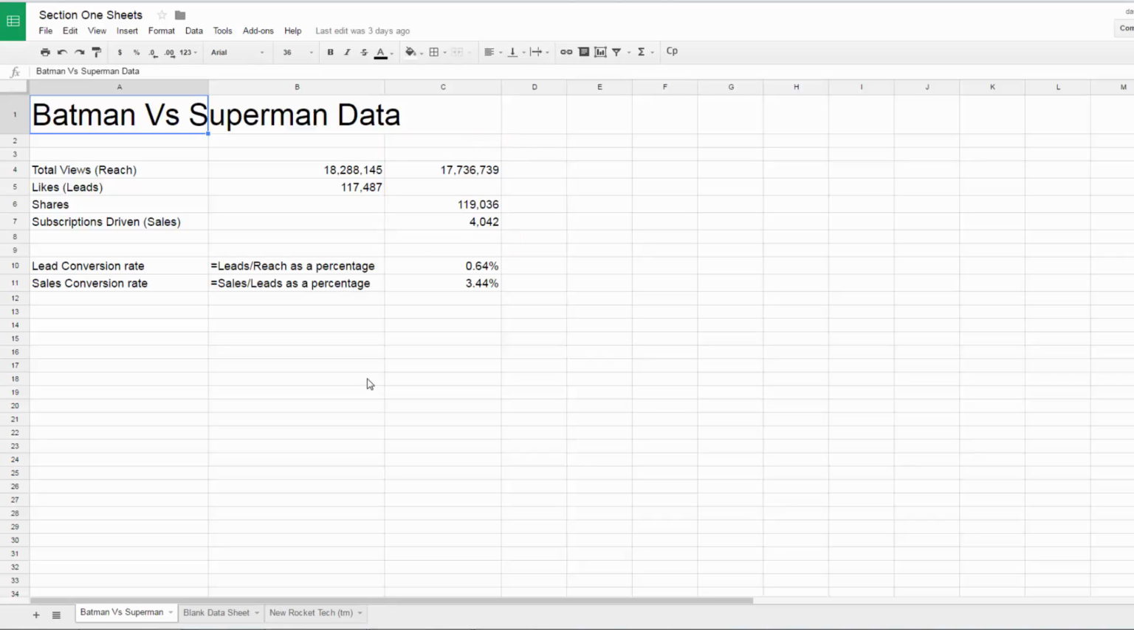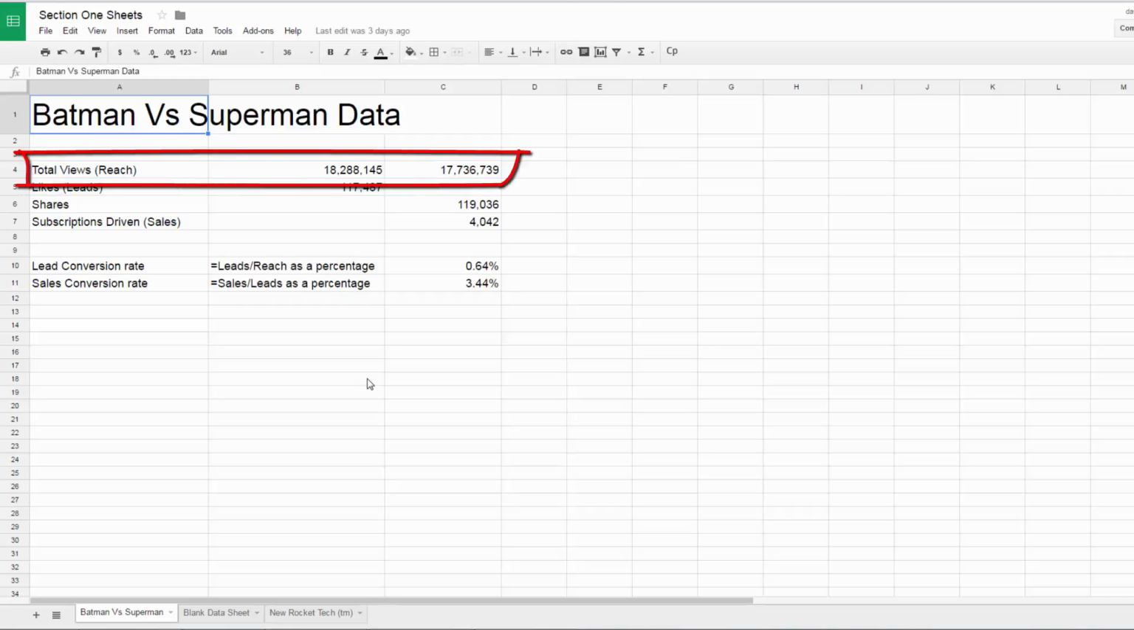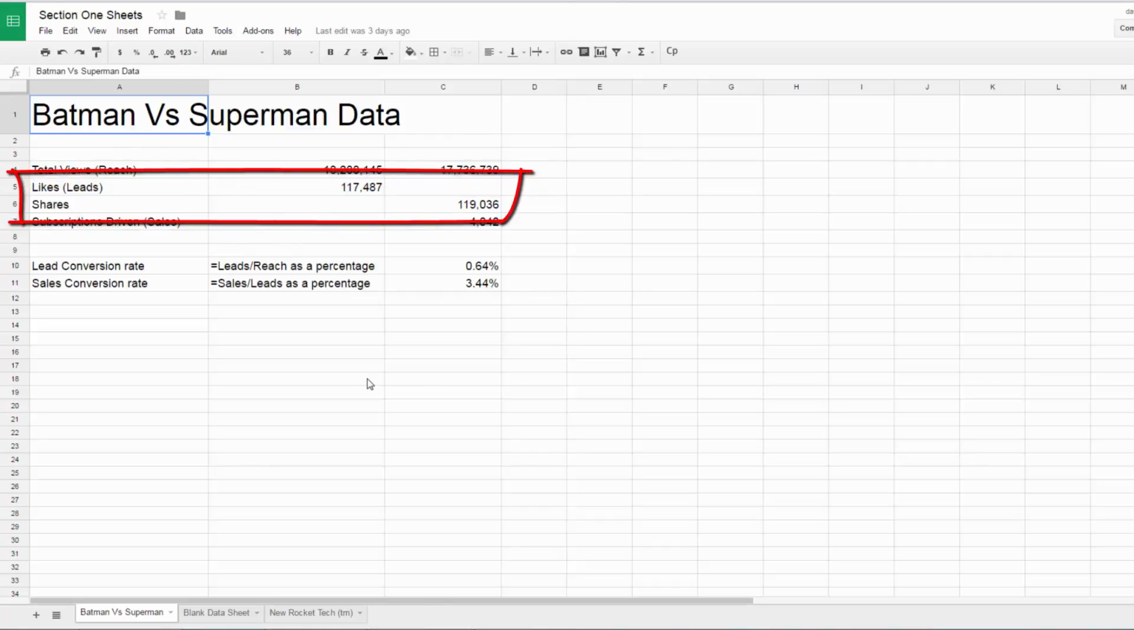Now you have a couple of different information and data here that you can use to, as we said, work out our lead conversion rate and sales conversion rate. So essentially your total views is your reach, so how much of the market you've actually reached with your actual video. Likes is your leads, so how many people liked it generally means how many people most likely will see it too. So whilst they might have not fully converted, they'll likely share it, and that's where shares comes in as well, or share it with a friend or go see the movie, etc.